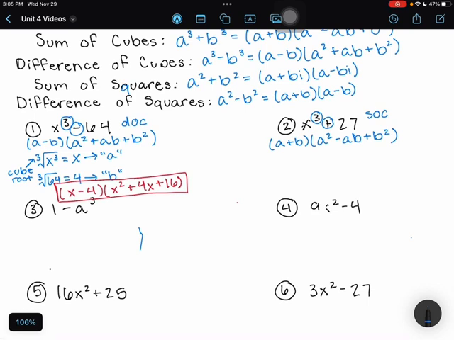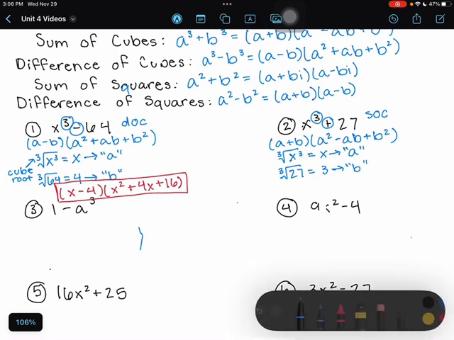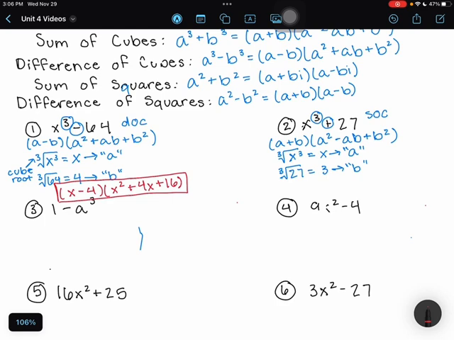And then again, I have to find my a and my b value. So I take the cube root of x to the third, which is x. That's going to represent my a. Cube root of 27 is 3. That's going to represent my b. And then I can plug in my new a and b value into this formula to find what the fully factored form is. So x plus 3, x squared minus 3x plus 3 squared, which is 9.